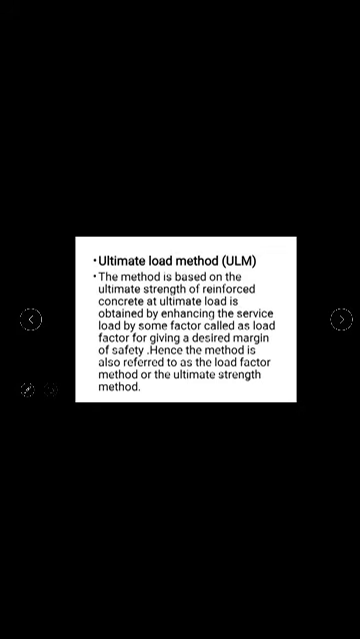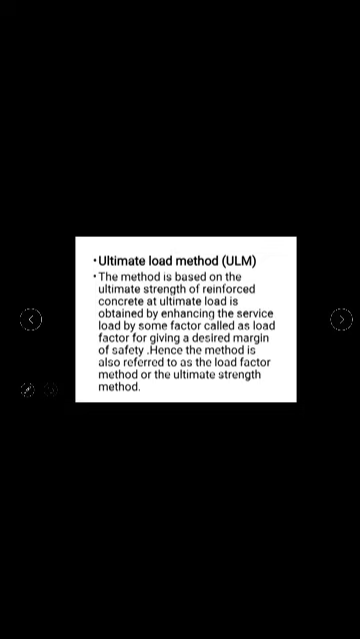Now moving on to the ultimate load method. The ultimate load method is based on the ultimate strength of reinforced concrete. The ultimate load is obtained by enhancing the service load by some factor called the load factor, for giving a desired margin of safety. Hence the method is also referred to as the load factor method, or the ultimate strength method, or ultimate load method.